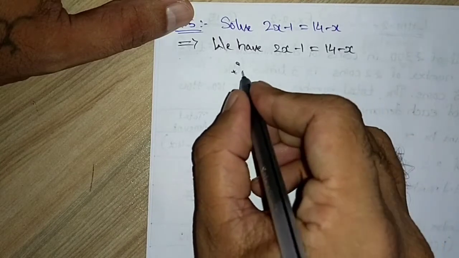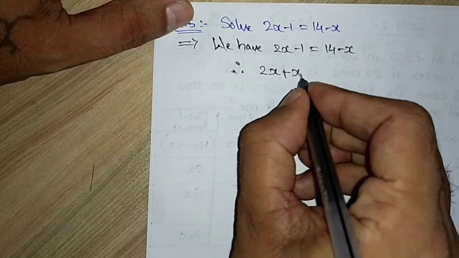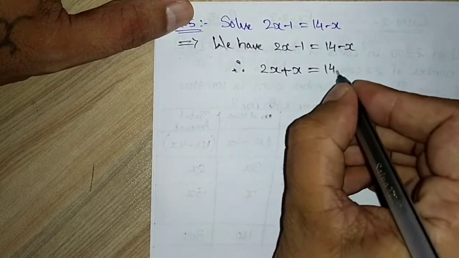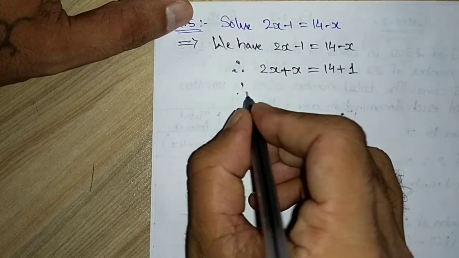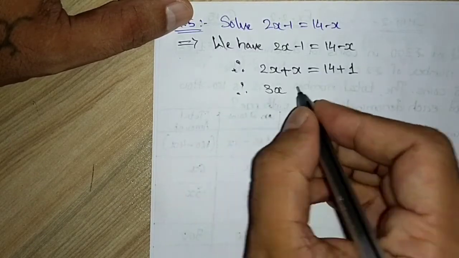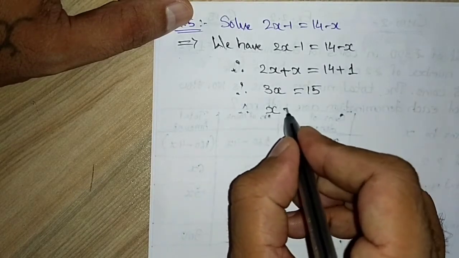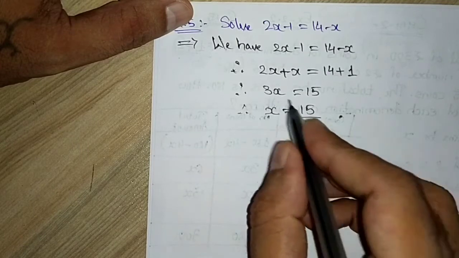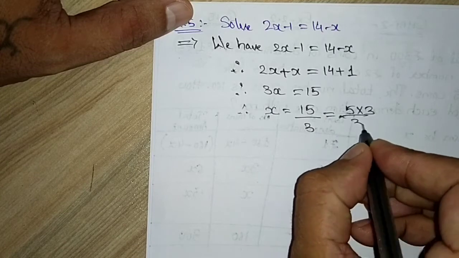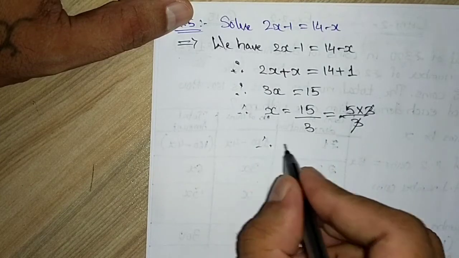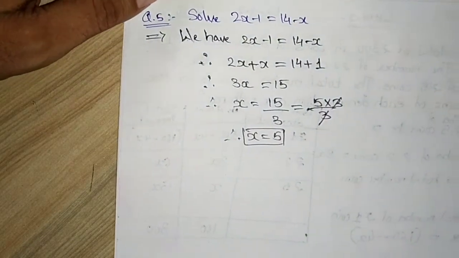Take the variable term to the LHS, but change the sign. Don't forget to change the sign, and take the constant term to RHS and change the sign. Don't forget every time. 3x is equal to 15. Therefore, x is equal to 15 by 3. 3 is in multiplication, so I will divide. 15 I can write as 5 3s are 15, divide by 3. 3 cancels out, and x is equal to 5 will be your answer.